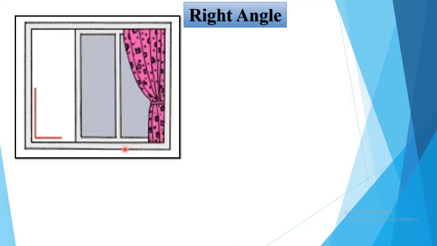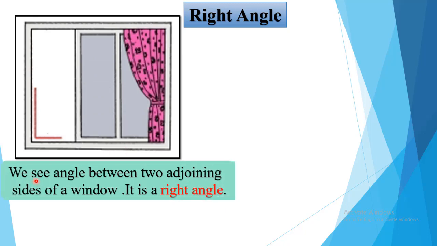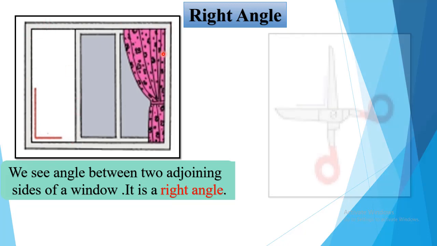Right angle. We see an angle between two adjoining sides of a window. It is a right angle. This is a right angle. This is a right angle. This is a right angle.